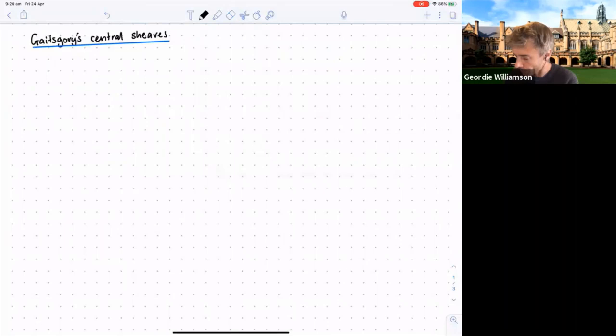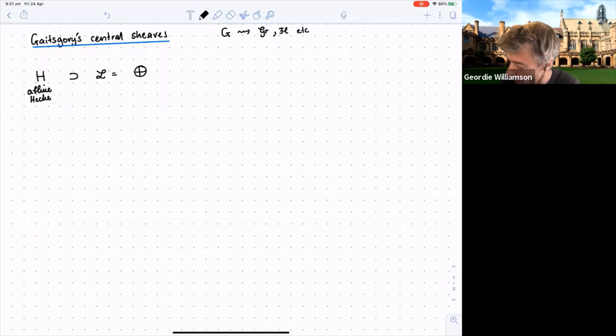Okay, so I just want to recall the setting. So we have H, the affine Hecke algebra. And inside this, we have this lattice part, which is a direct sum over, so I should be careful with which side of Langlands duality I'm on always now. So I want to use G to build my affine Grassmannian, etc. And so chi denotes the characters. Chi check the co-characters.